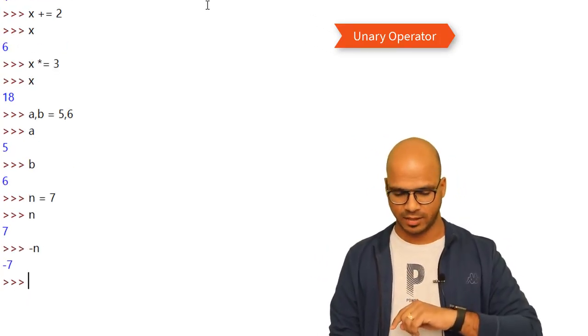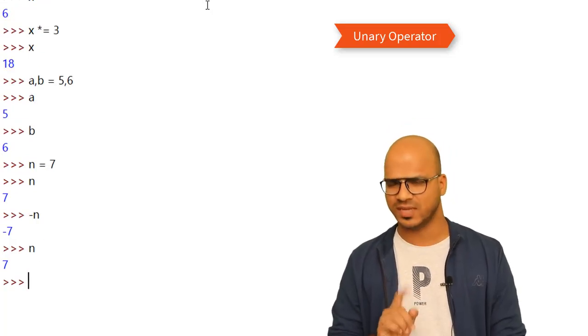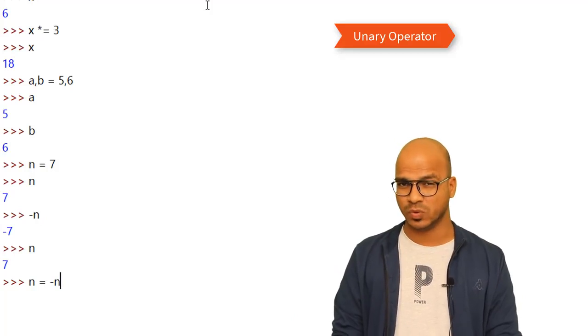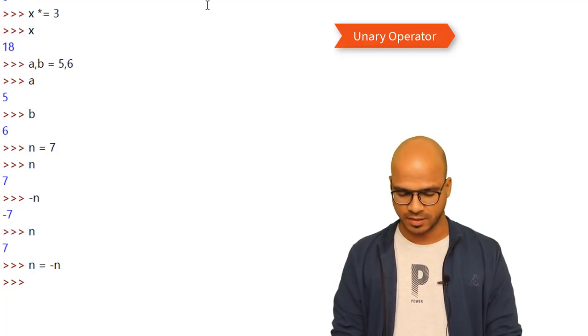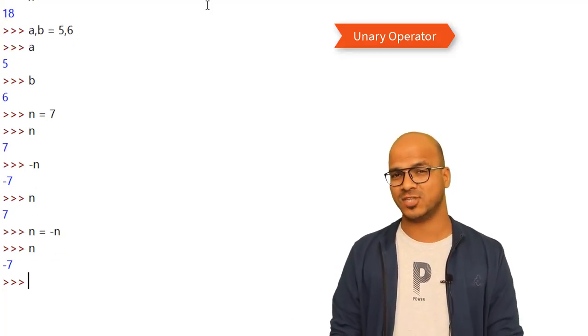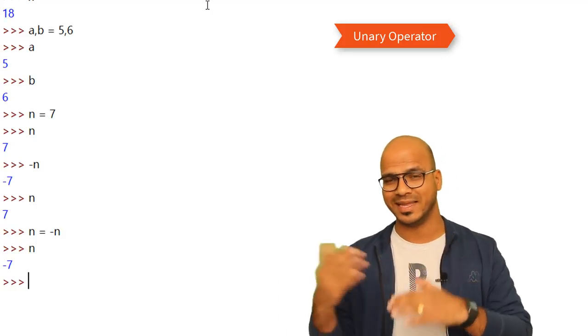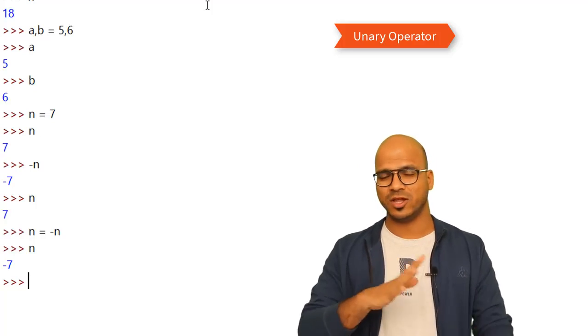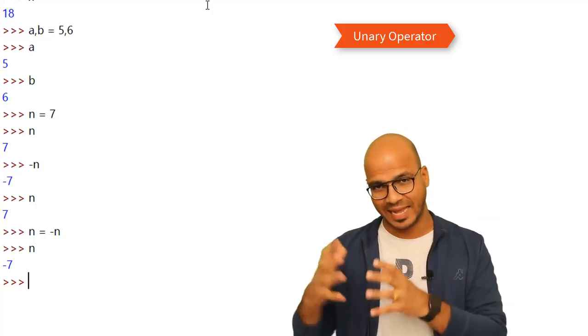So when you say minus n, if I check the value of n, it's still 7, right? If you want to assign the negative value, you can say n is equal to minus n. If I press enter and print the value of n now, it is minus 7. So you can put a negative sign just by using a unary operator, which is minus. So that's your arithmetic operators, assignment and unary.